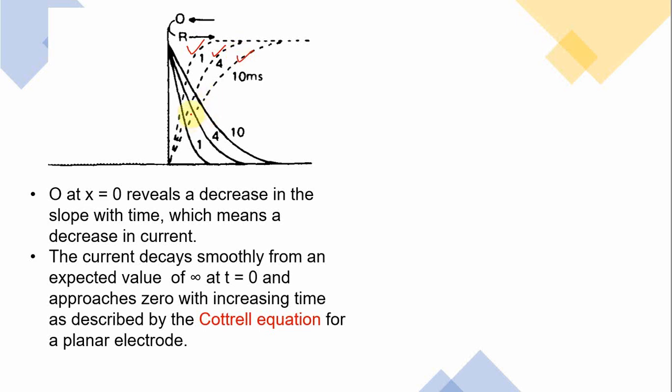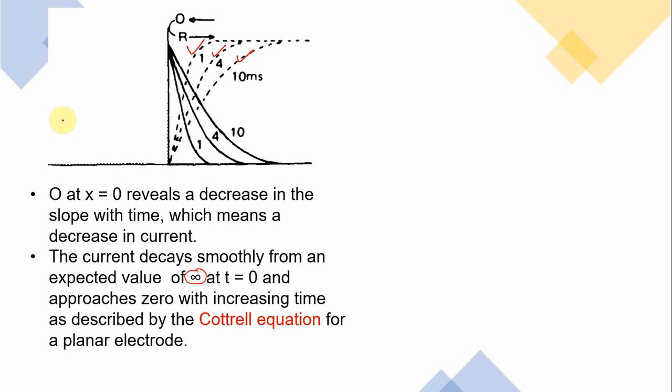Now the current decays smoothly from an expected value of infinity at t equal to 0, that is when it was maximum. So you can see that basically it is the situation when all the oxidized species was present and it was just at angle 90. We said it is the value of infinity at t equal to 0, but as soon as the potential is stepped, all of the oxidized species is converted into reduced species, and then there is maximum flow of current, and afterwards the current starts to decrease as we saw earlier, and it is decreasing exponentially.